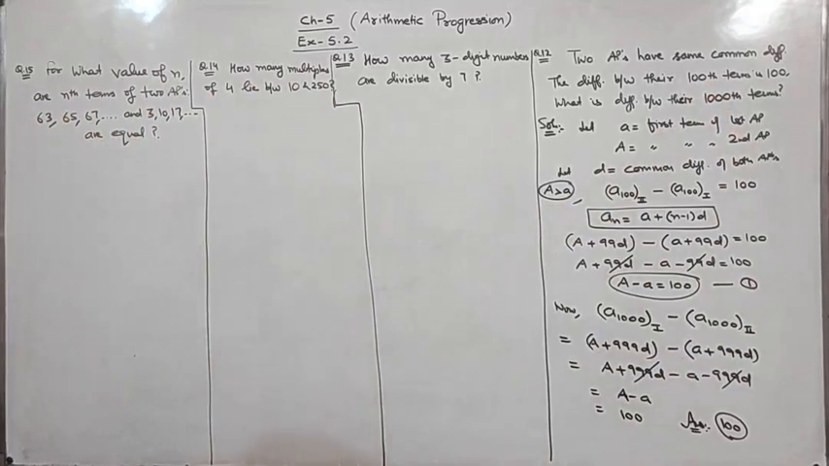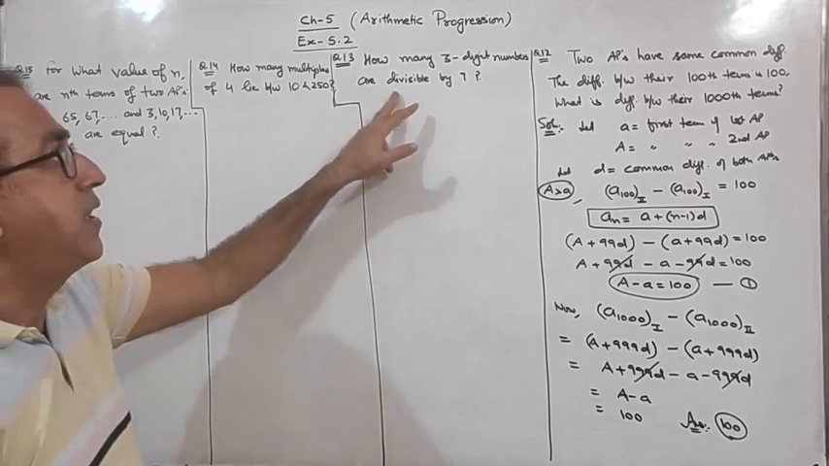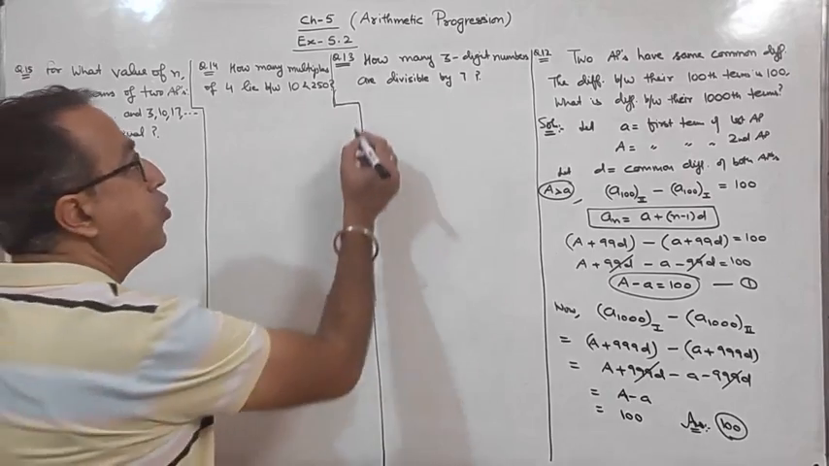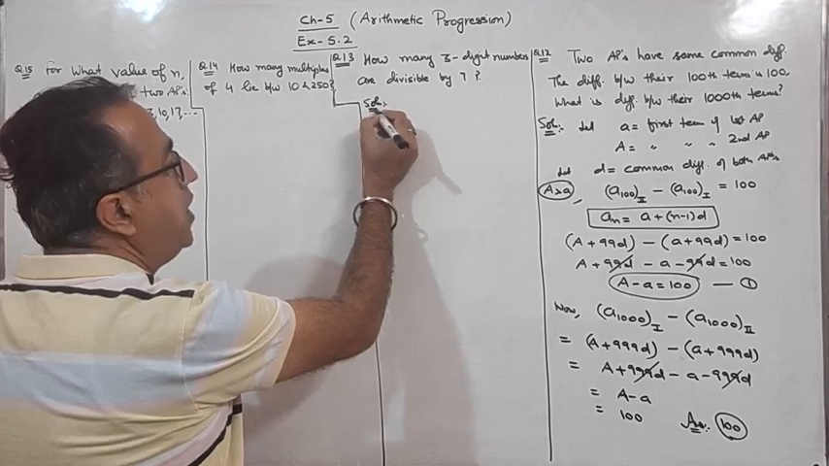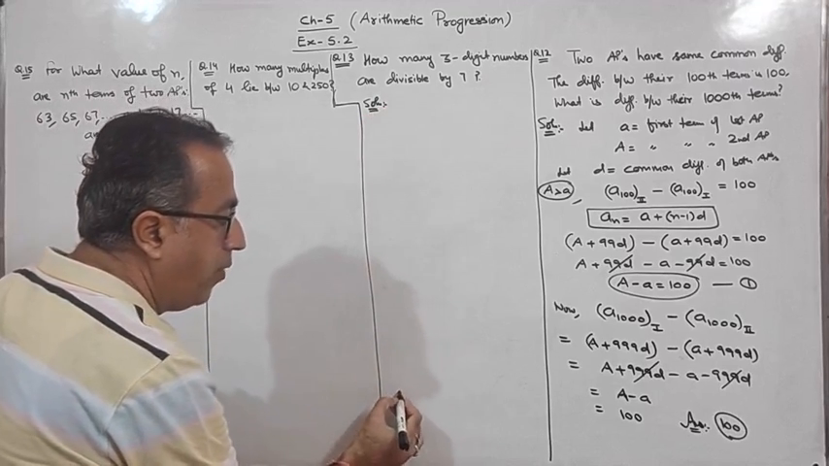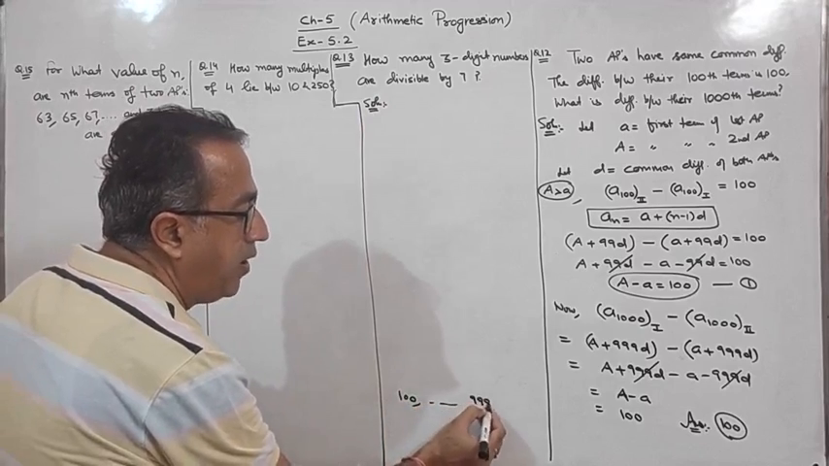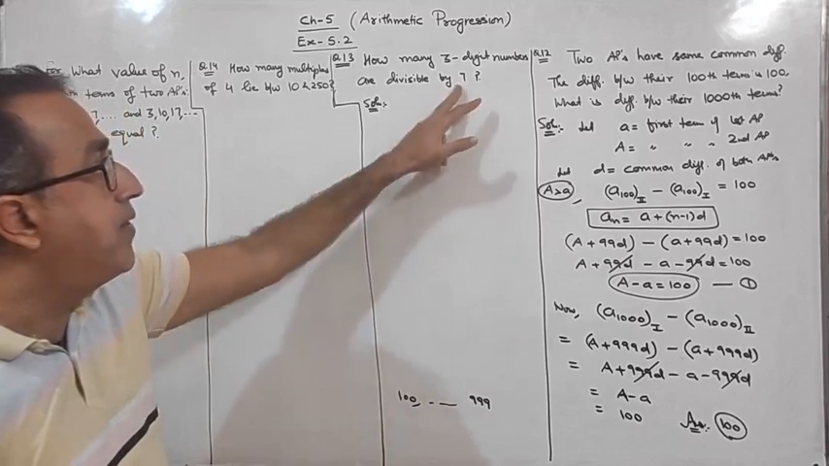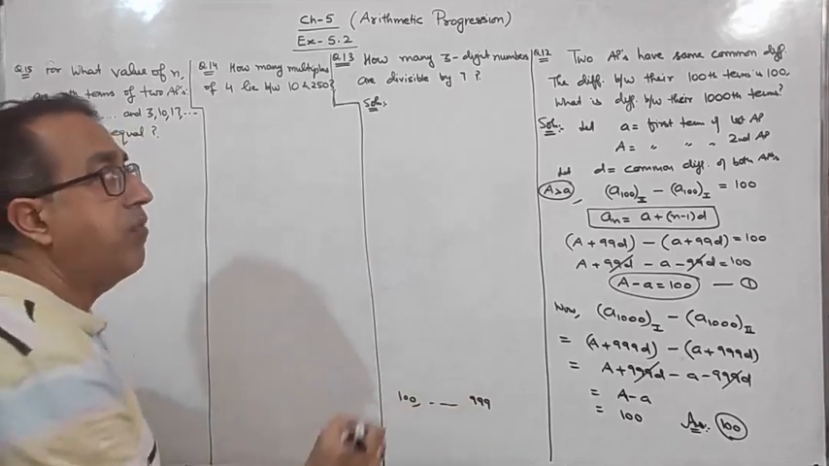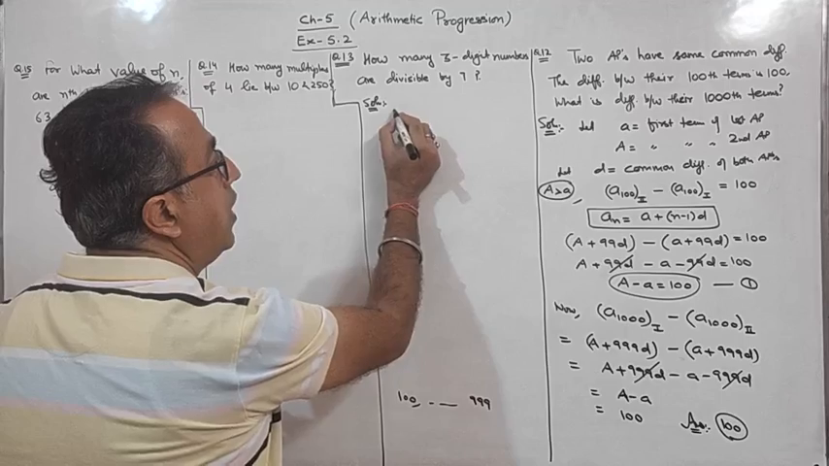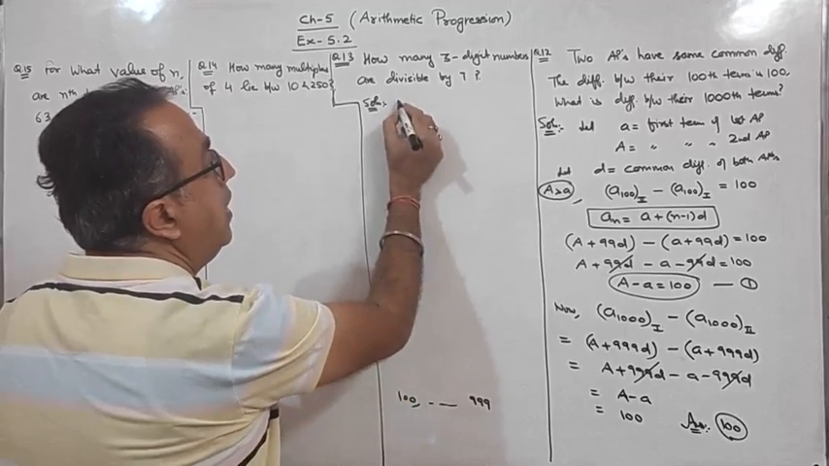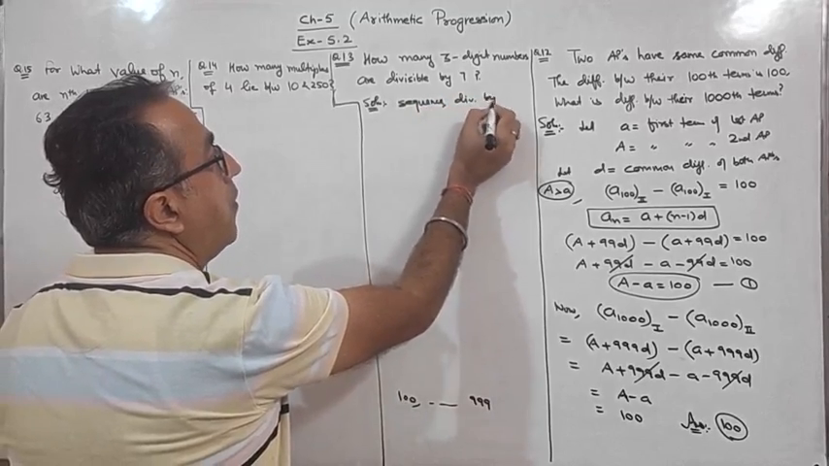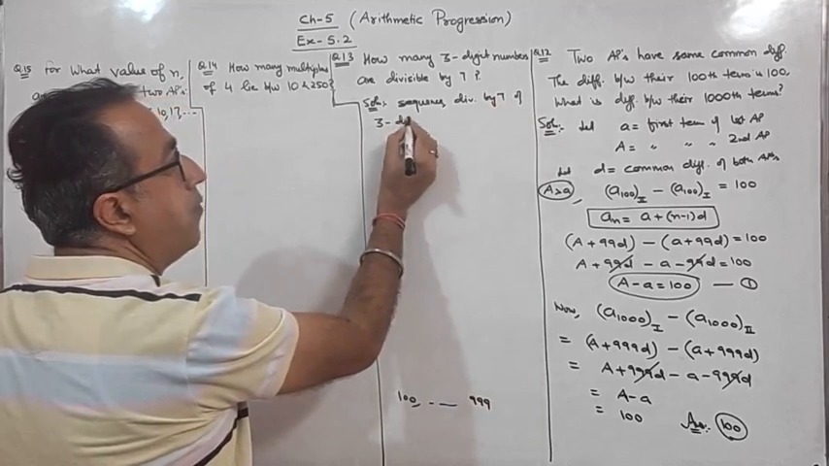Now come to question number 13. How many 3-digit numbers are divisible by 7? First of all, we know that 3-digit numbers begin from 100 to 999. First of all, make a sequence of which numbers are divisible by 7. The first 3-digit number which is divisible by 7 is 105.